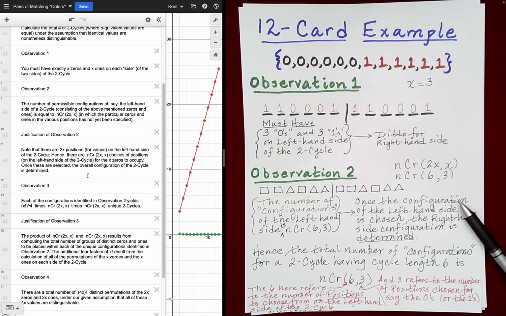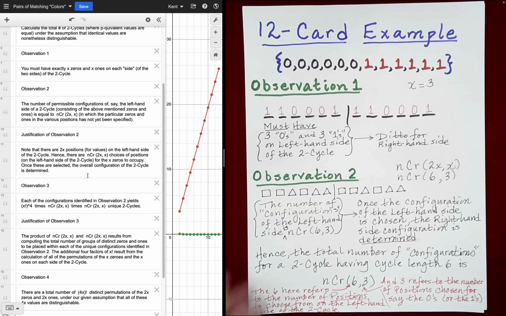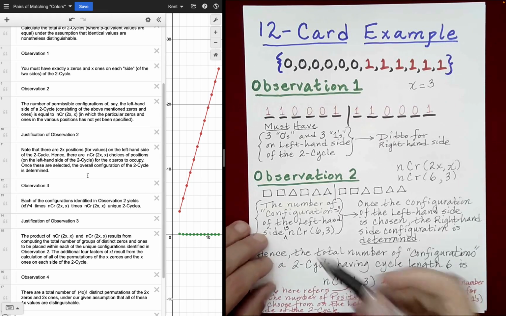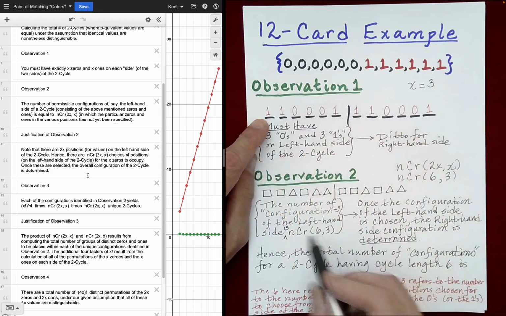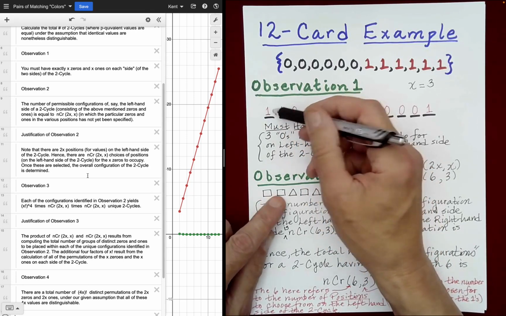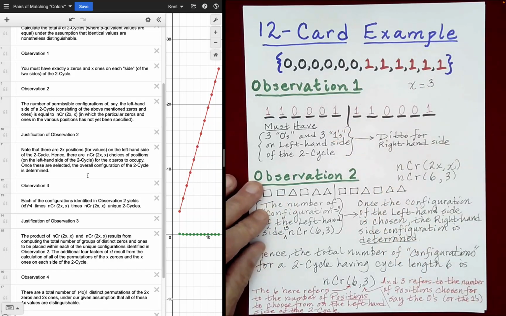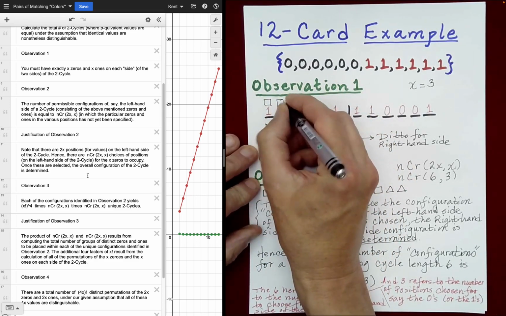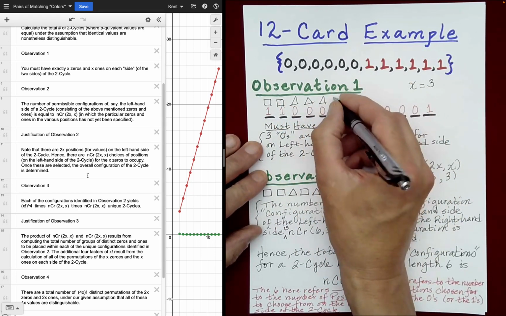Okay, what in the world is that saying? So what is a configuration? A configuration is where we're just looking at the skeletal structure of the 2-cycle. If you notice here, we have 2 1s next to each other. Well, that could correspond to, if we have a 1 representing a square and a 0 representing a triangle, this particular configuration being represented by what? A square, square, triangle, triangle, triangle, and square.